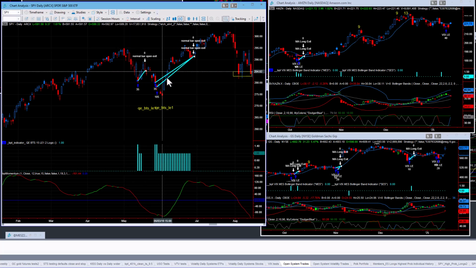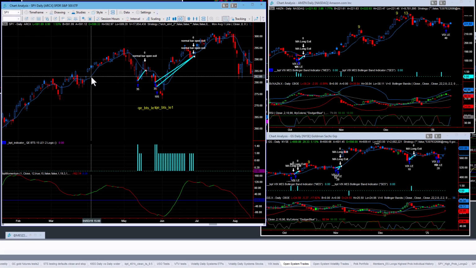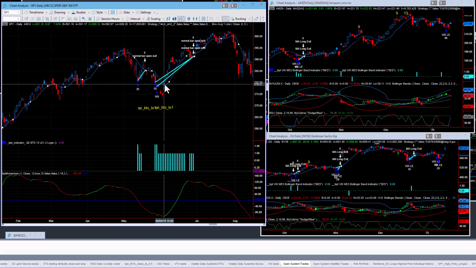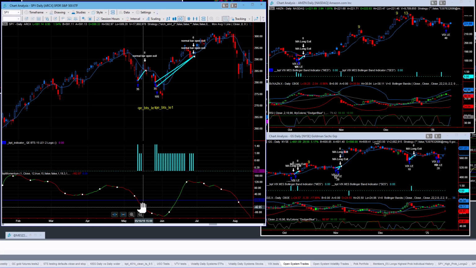Now the system, I don't have it on here, but it uses an 8-day moving average. It needs to close above that in order to exit. Here I went ahead and added the 8-day moving average, so you can see how that's always the first exit parameter on this particular system, a simple mean reversion. So if you get a close above the 8-day moving average, the system looks at this momentum indicator. If it's red, it then exits. If it's green, it holds it.